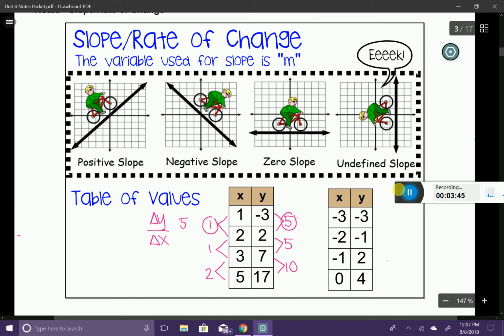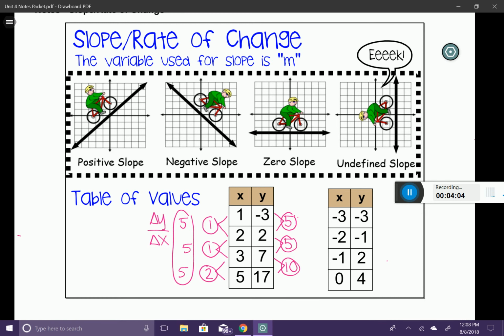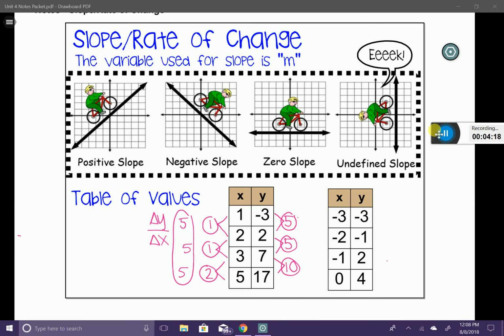Now let's try the second one. Change in my y divided by the change in my x, that's also going to give me 5. And then the change in my y divided by the change in my x, that's also going to give me 5. So you can see that the rate of change of these coordinates from the graph are going to be identical. And so this is going to indicate that this is going to create a line that has a constant slope, which means that the rate of change is going to be the same. I'll show you what that means graphically in just a moment.